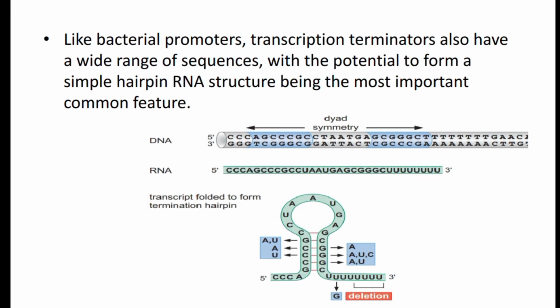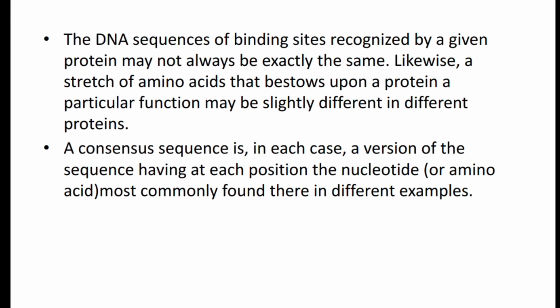Like bacterial promoters, transcription terminators also have a wide range of sequences, with the potential to form a simple hairpin RNA structure being the most important common feature. The DNA sequences of binding sites recognized by a given protein may not always be exactly the same. Likewise, a stretch of amino acids that bestows upon a protein a particular function may be slightly different in different proteins. A consensus sequence is, in each case, a version of the sequence having at each position the nucleotide or amino acid most commonly found there in different examples.